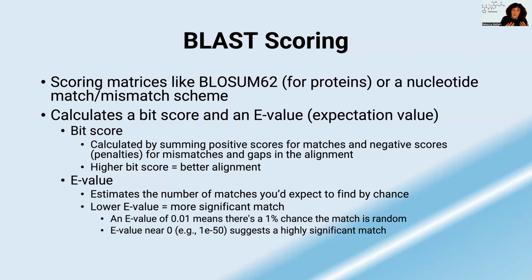For example, if you had an E value of 0.01, that means there's a 1% chance that the match is random. So you want something that's highly significant. That means it's much, much smaller.